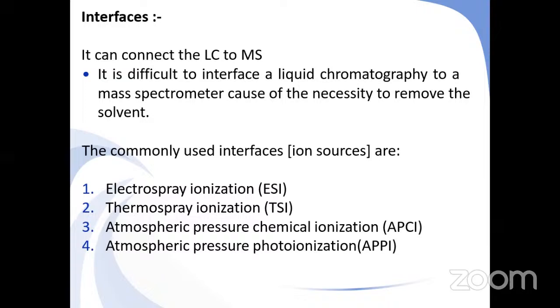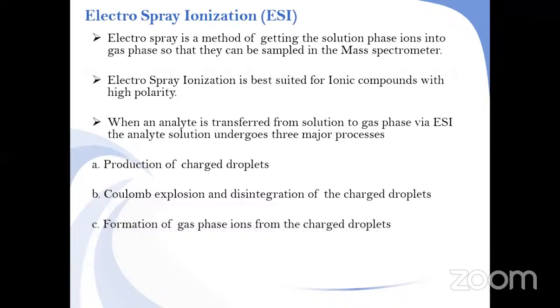Next slide, sir. Electrospray ionization is a method for transferring ions from the solution phase into the gas phase so that they can be sampled in the mass spectrometer. This is the best suited ionization method for ionic compounds with high polarity, so more polar compounds regularly undergo electrospray ionization. When analyte is transferred from solution to gas phase via ESI, the solution undergoes three major processes: production of charged droplets, Coulomb explosion, and formation of gas phase ions from the charged droplets.